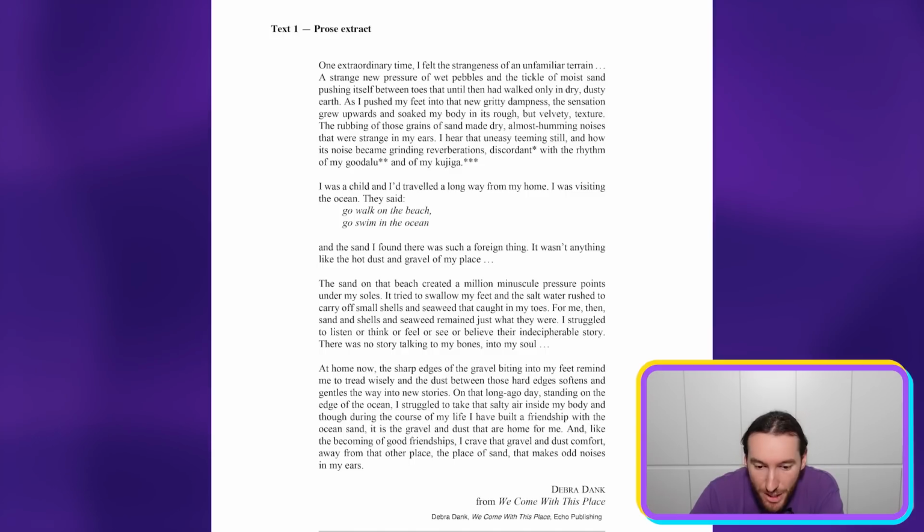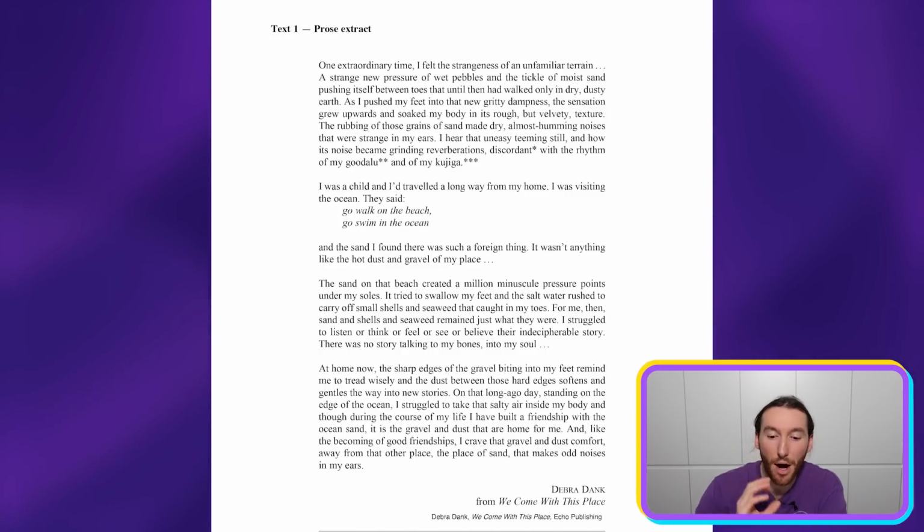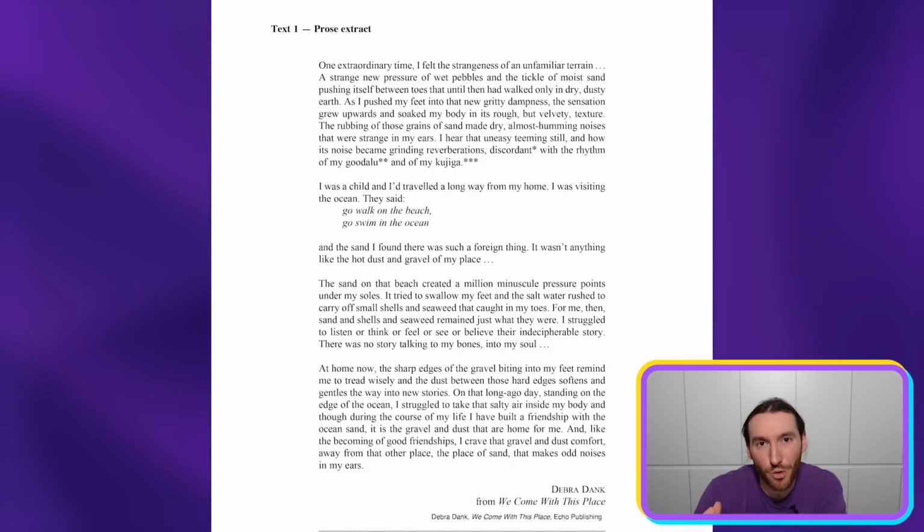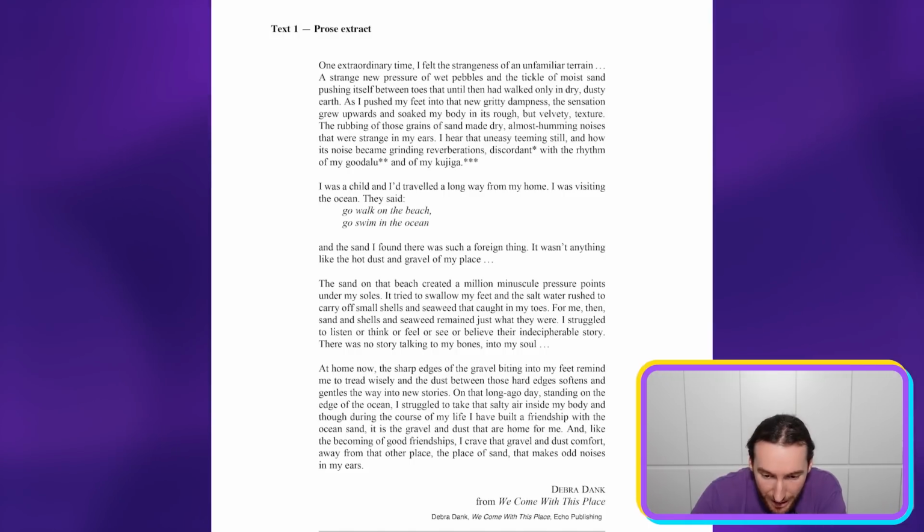The sand on that beach created a million minuscule pressure points under my soles. Look at that, hyperbole, a million. Whenever it sounds like something's been exaggerated, that's called hyperbole. So we'll probably use that as a technique because it sounds like they're in a little bit of discomfort here.